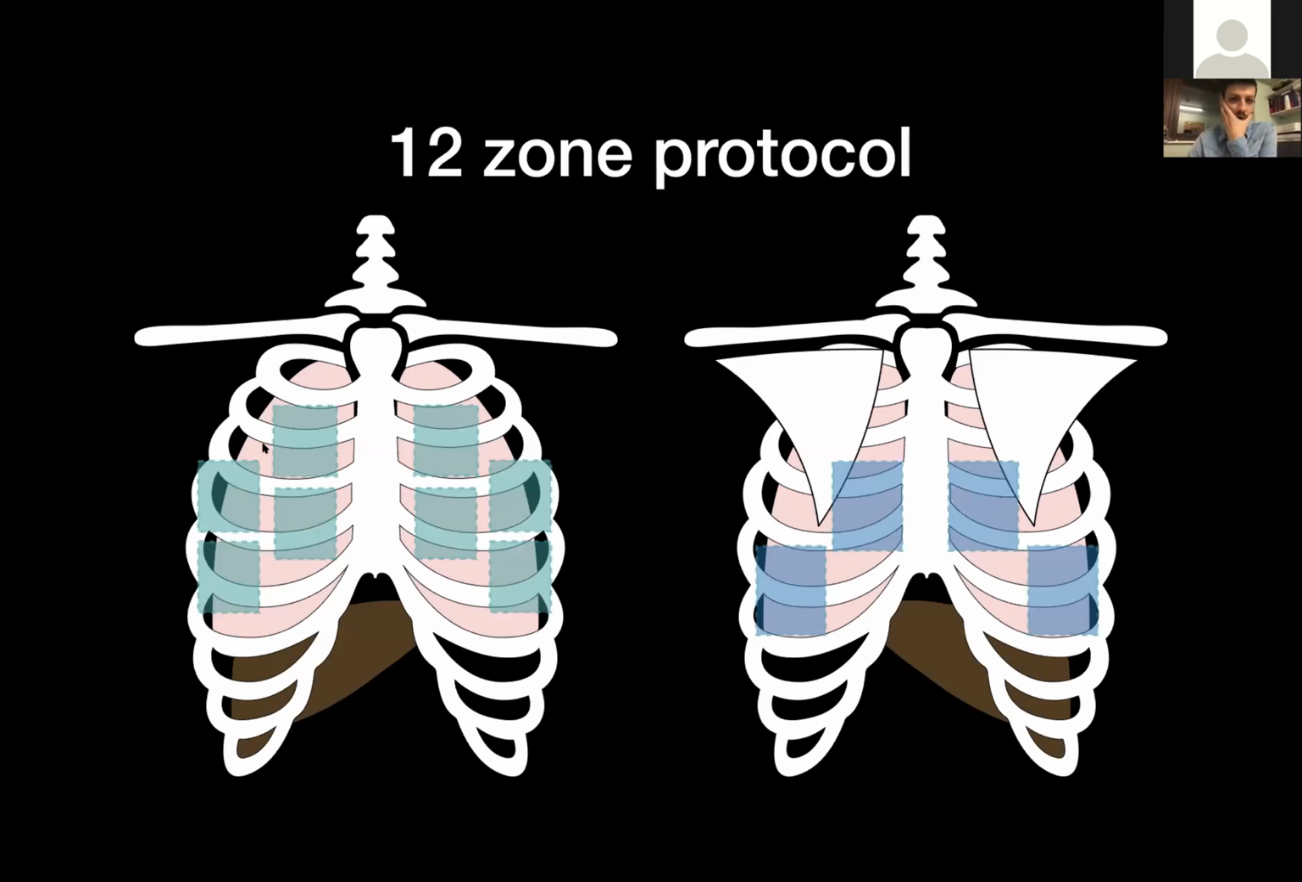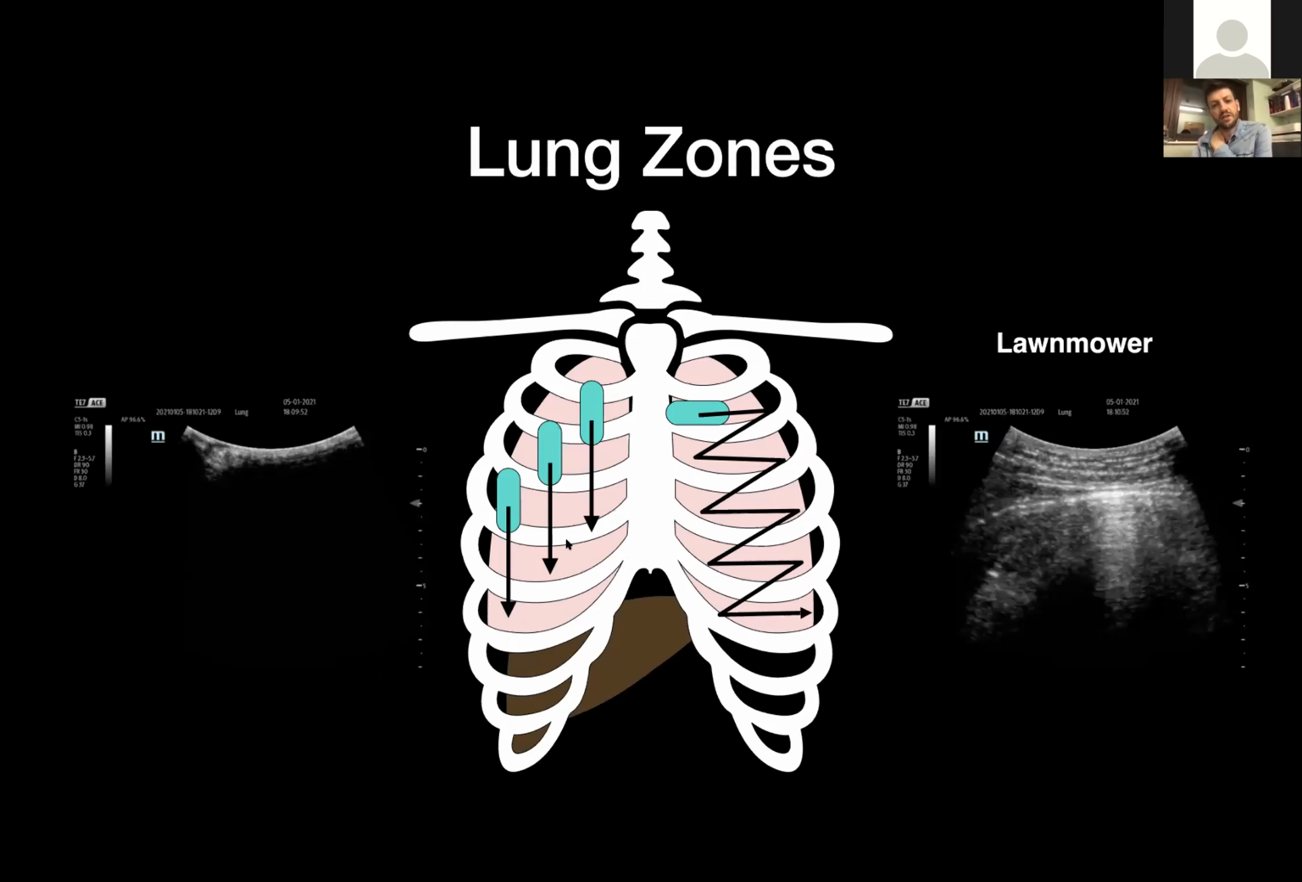So I tend to try and stick to a 12 zone protocol myself. So 2 anterior, 2 lateral, and then 2 posterior zones. I don't necessarily scan 12 individual points of a lung. I'll tend to scan more like this. I'll go down from the first or second rib space all the way down the anterior chest, all the way down the lateral chest, and do the same posteriorly.